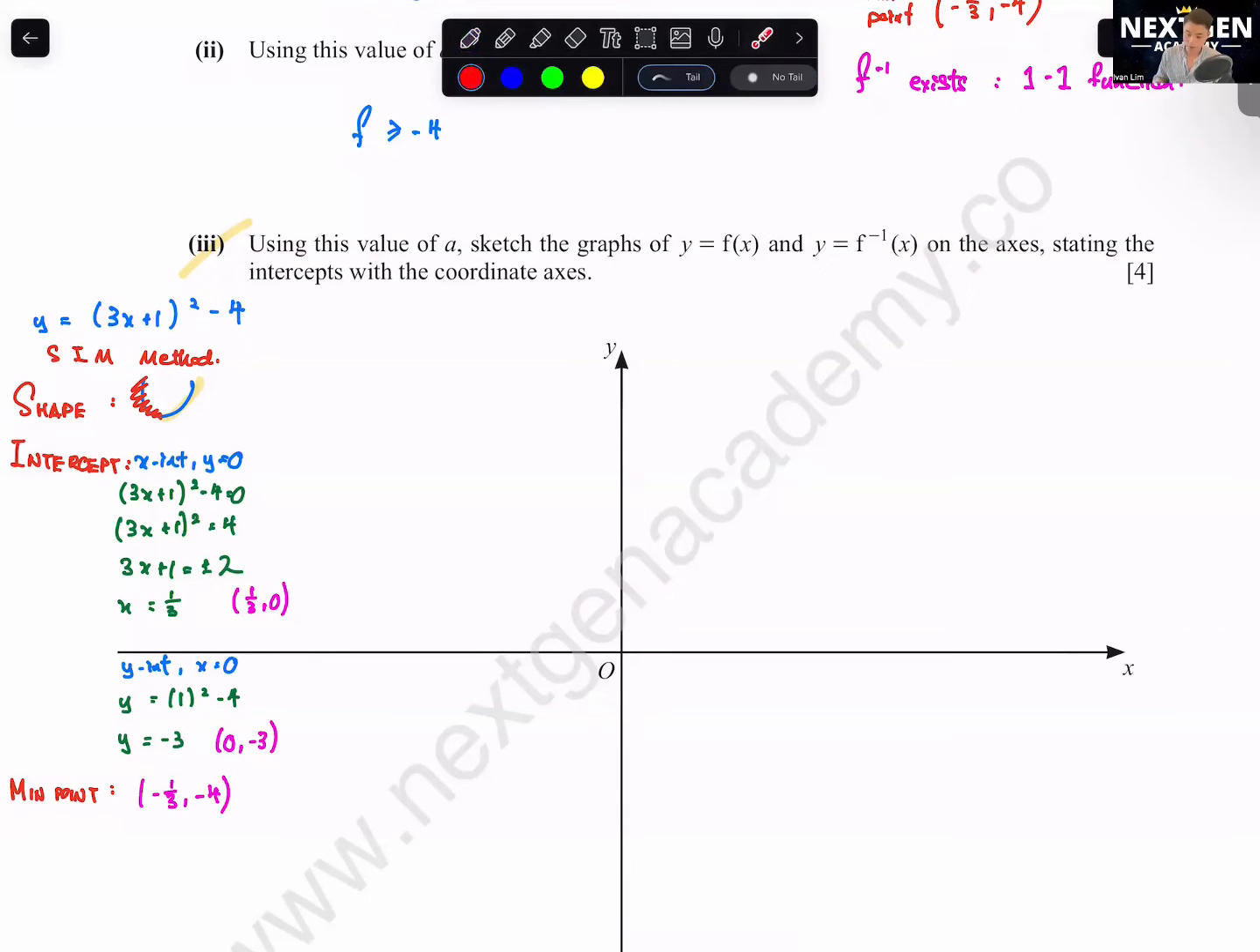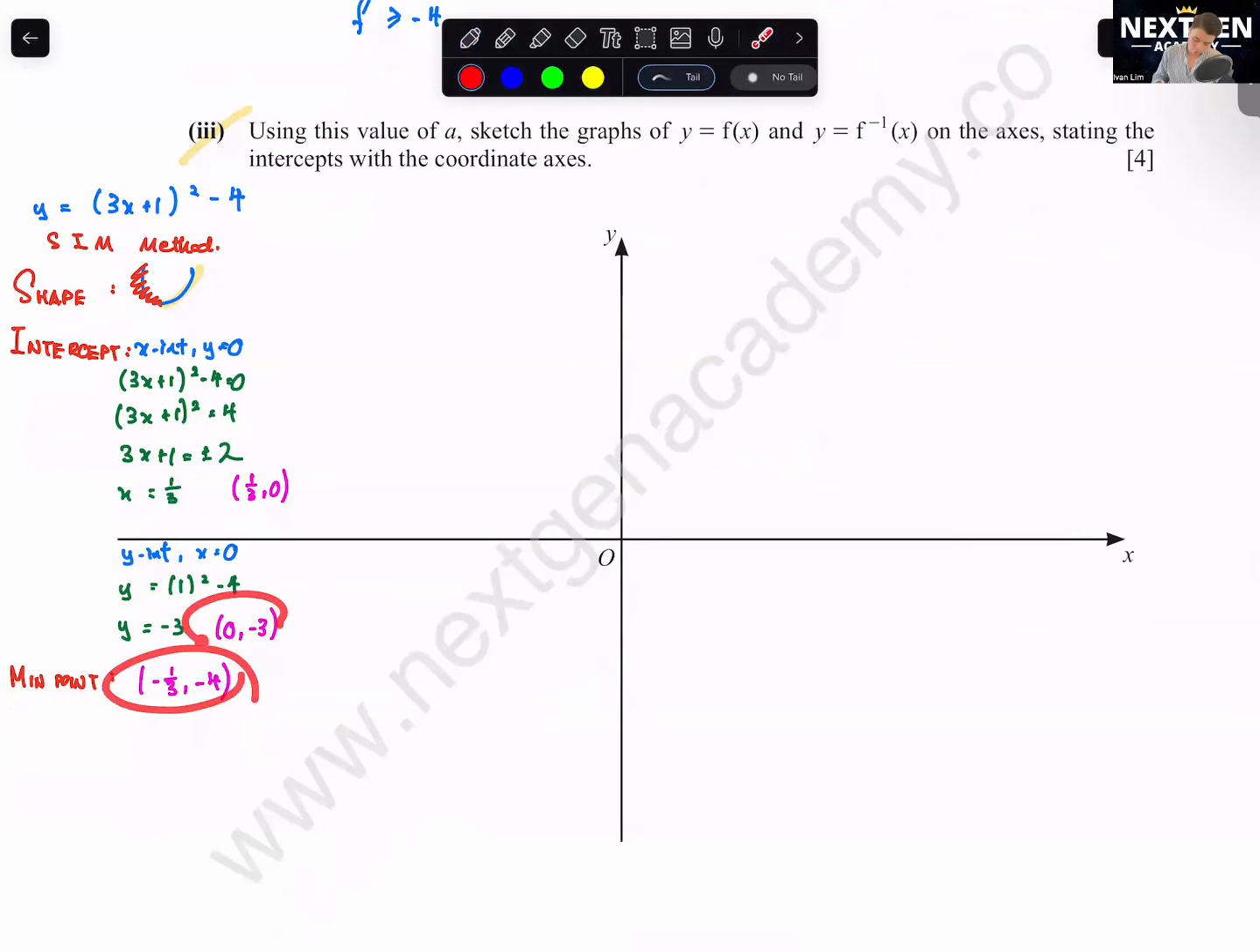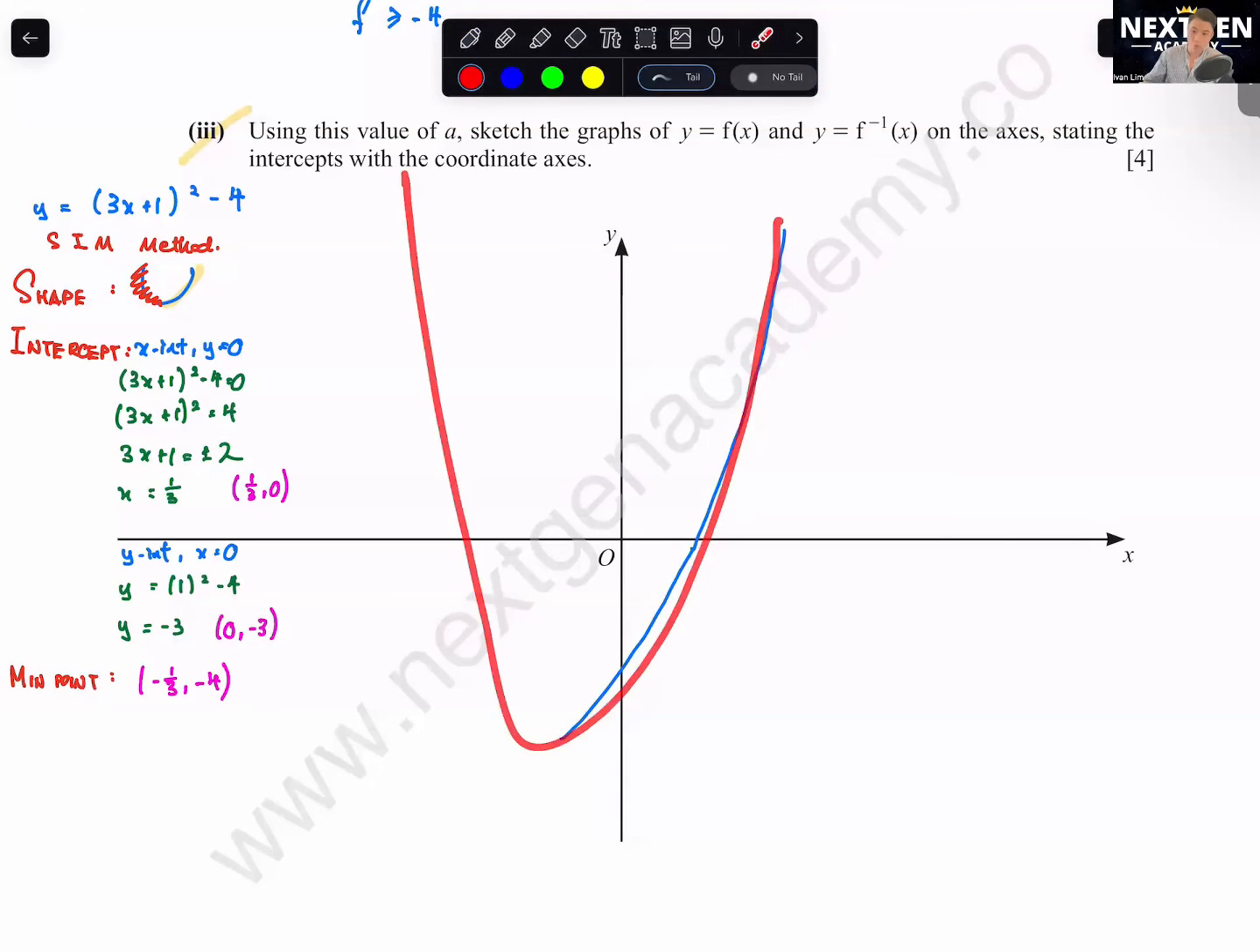So what I want you to do is plot out these 3 points. You might need to modify a little bit as you draw it out. Your graph will look something like this. For your (-1/3, -4), just roughly estimate, but try to draw it to scale as much as you can. Just like that only, because we are not drawing the full quadratic graph. This is from the middle only.